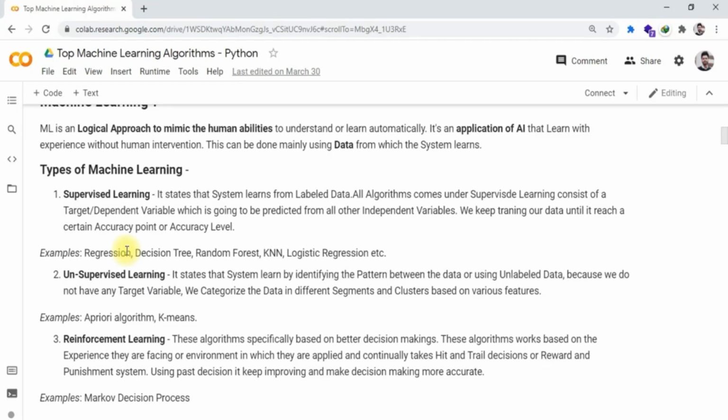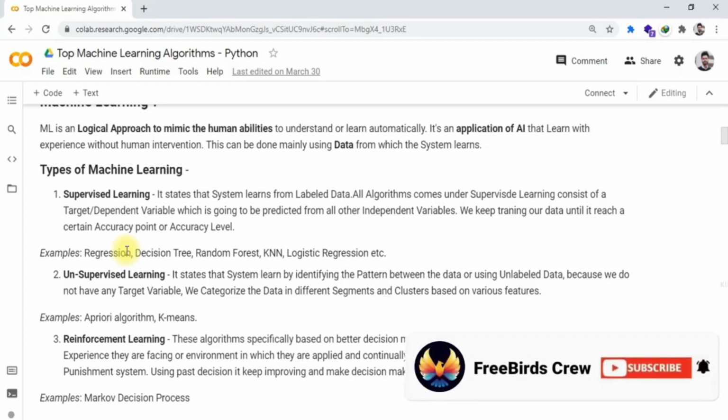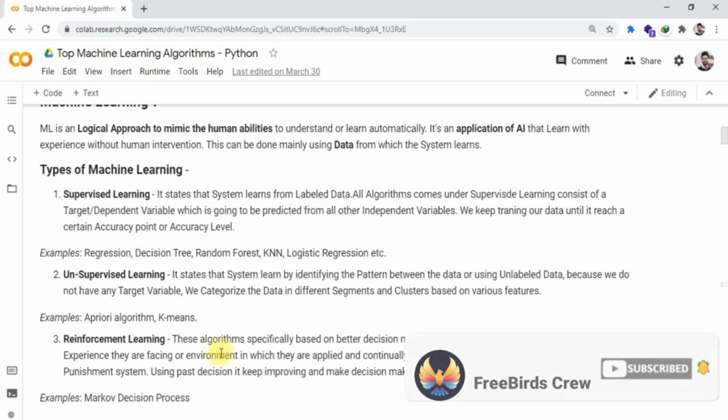It's just like if we have data of squares, circles, and rectangles, we have the features of those shapes. So whenever we categorize that data, it can categorize them into their respective segments. So all the square features are in one segment, all the circles are in one, and all the rectangles are in one. So this is called segmentation. Examples are k-means clustering or the Apriori algorithm.